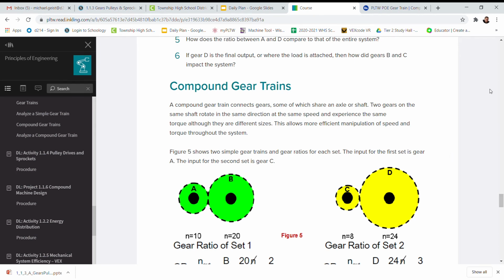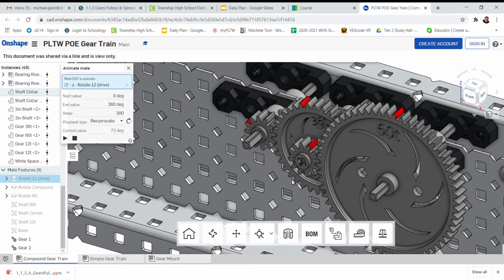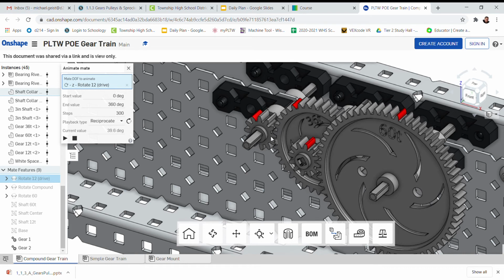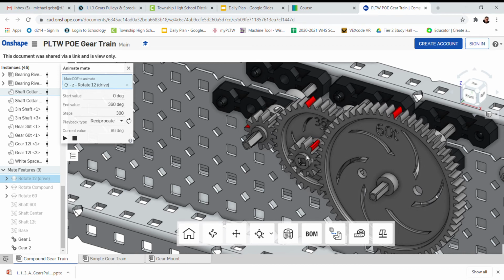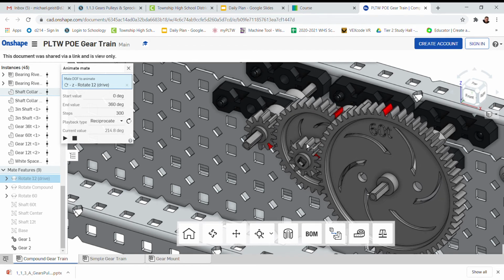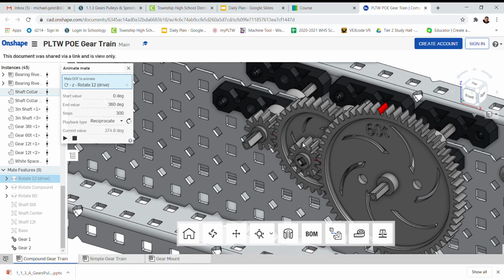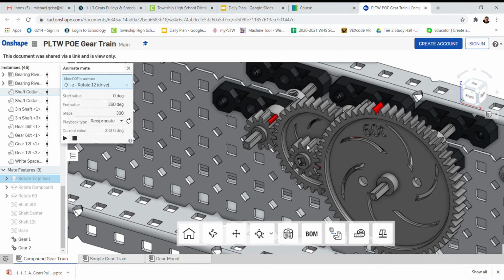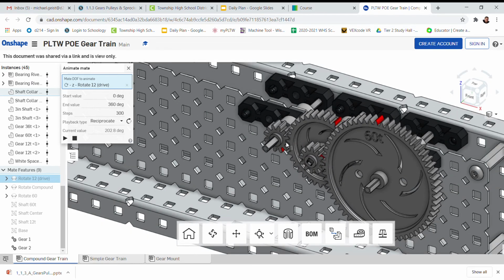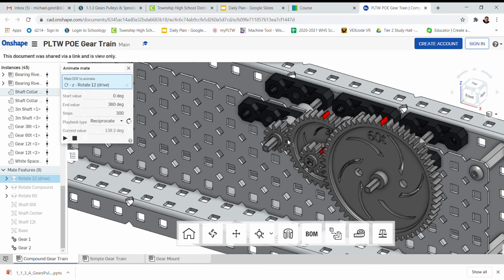Okay, calculating compound gear trains. I'm going to jump over real quick to Onshape, and I'm going to show you that a compound gear train is really when you have more than one simple gear train, where, like you see here in the middle, two gears share the same axle. You'll see that these two gears in the middle are rotating together, meaning that they're locked together on one of these axles. So you can look at this entire system as being two simple gear trains connected together.